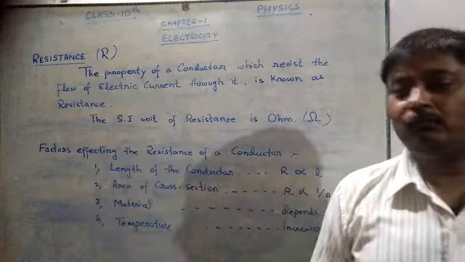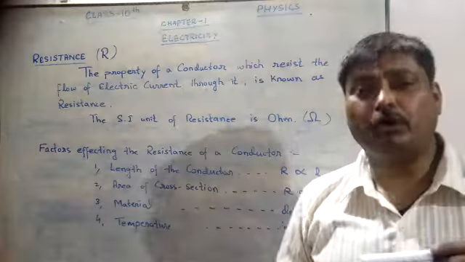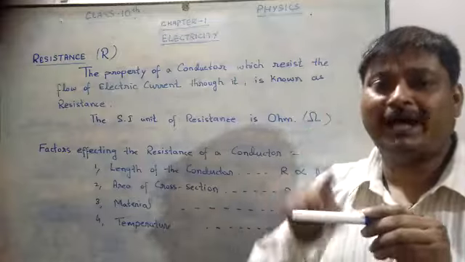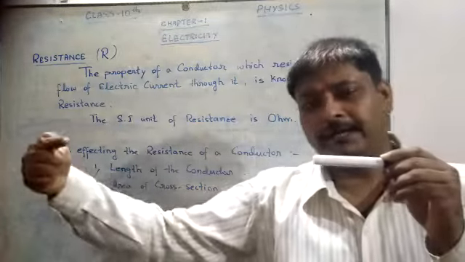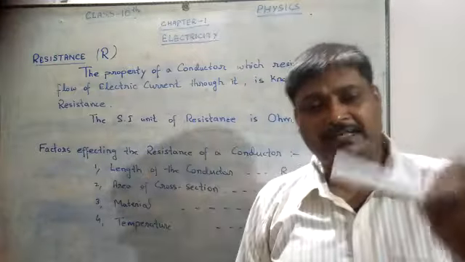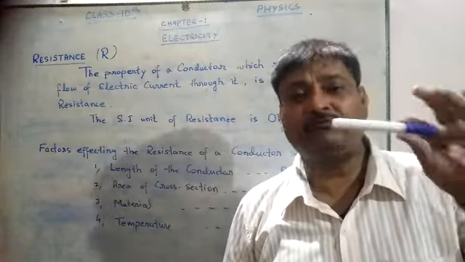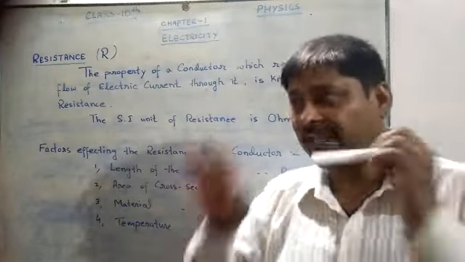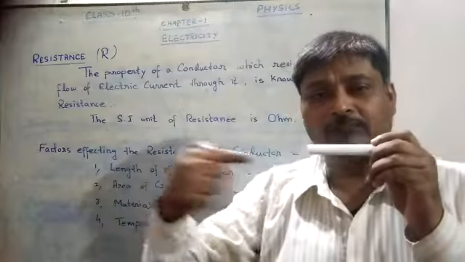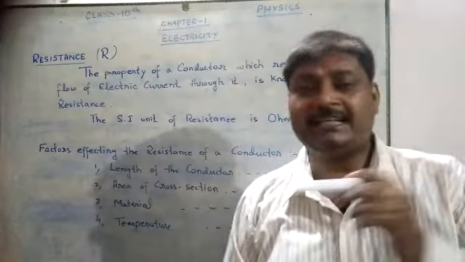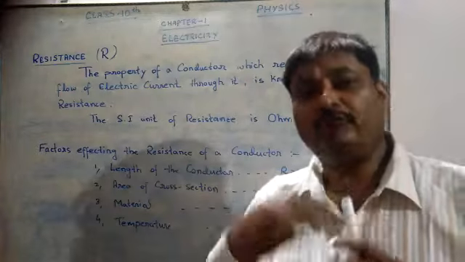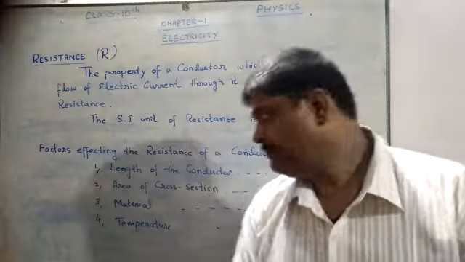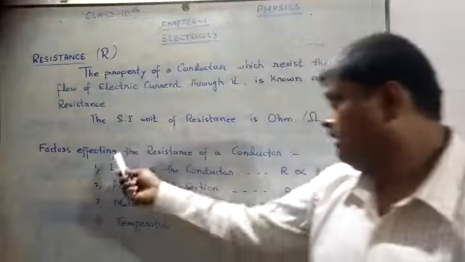Again, I repeat it. Whatever obstruction is produced by the atoms or ions of this material to the flow of current, whenever the current is flowing through this wire, is a restriction to the flow of this electric current. This restriction is known as resistance. Now, what are the factors on which this resistance depends? There are a number of factors.